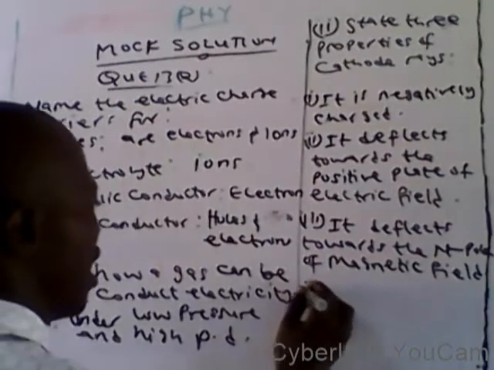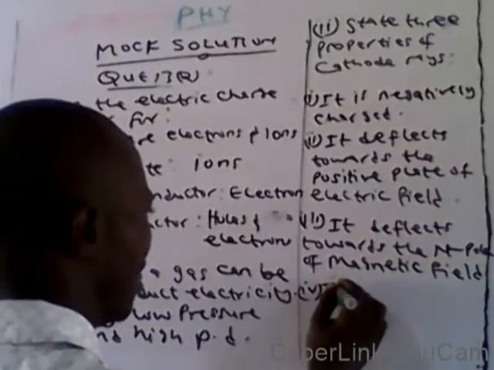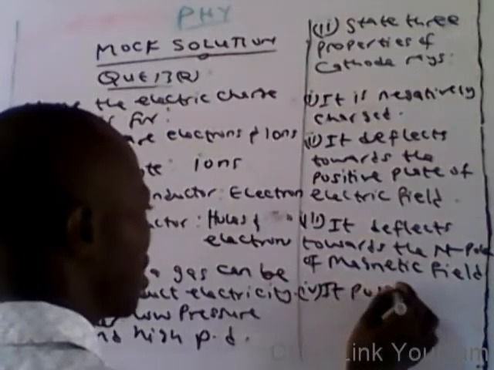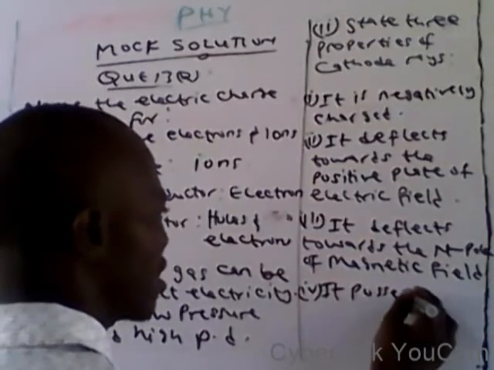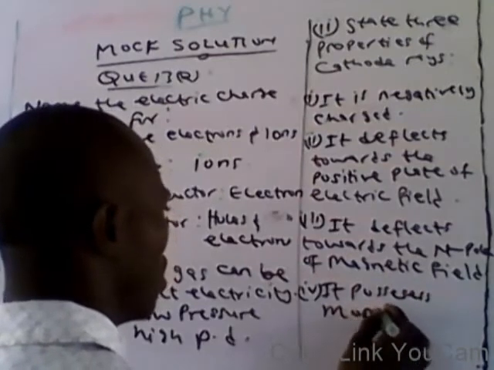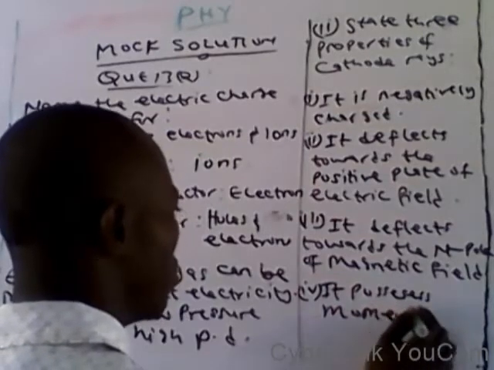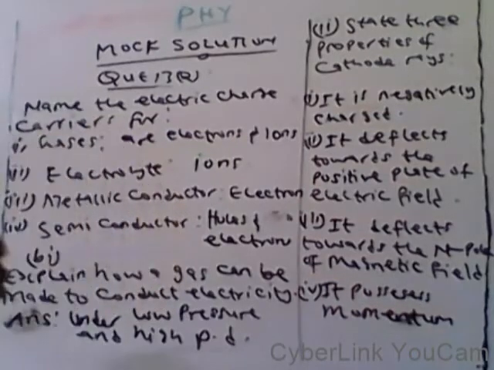Another one is that it possesses momentum. It possesses momentum because it's a fast-moving electron, which means it has mass, and it's also moving with a certain velocity. So definitely it must possess momentum.